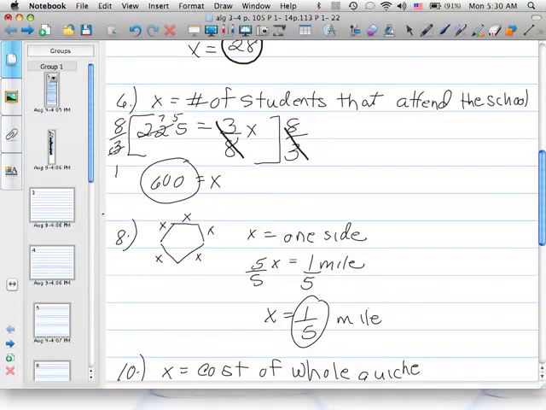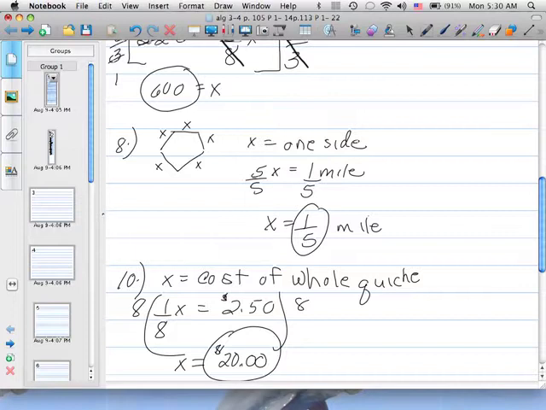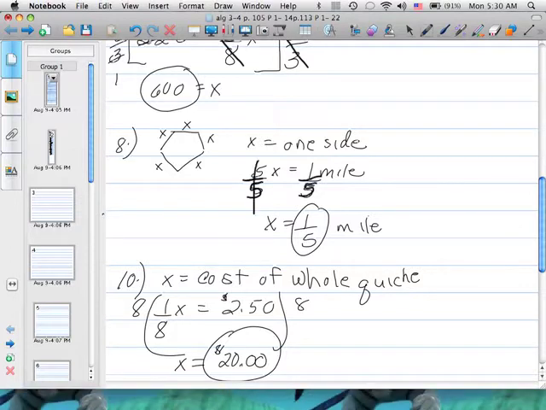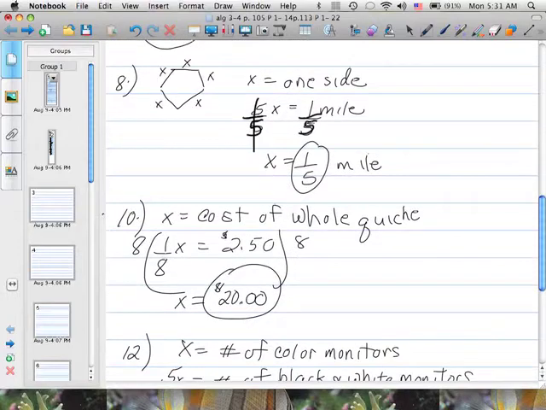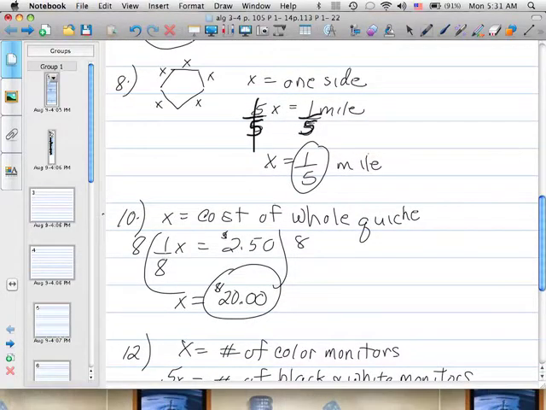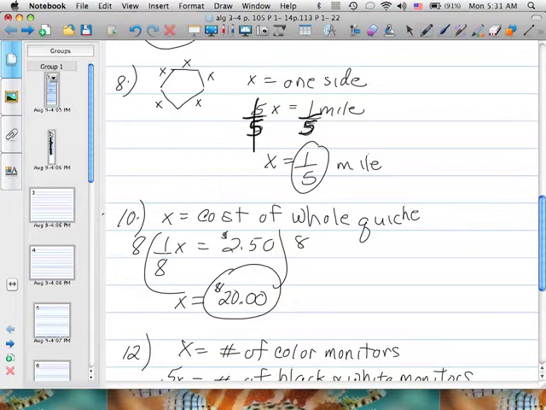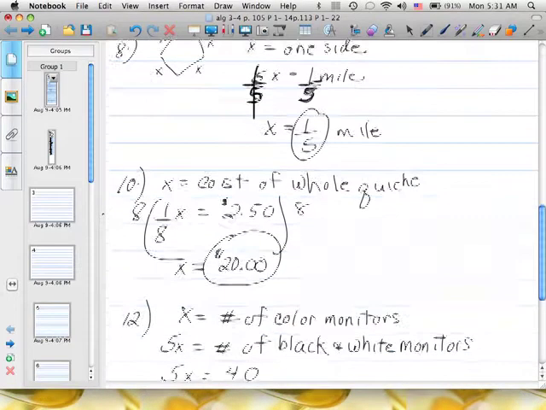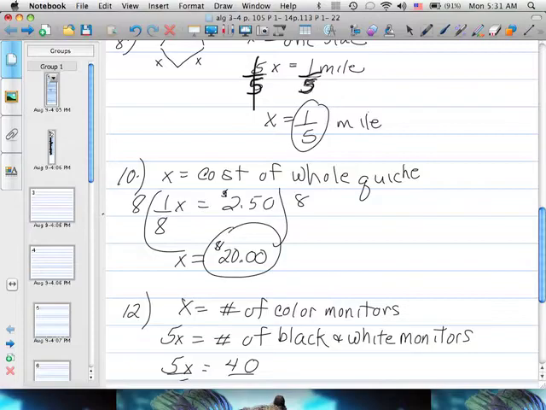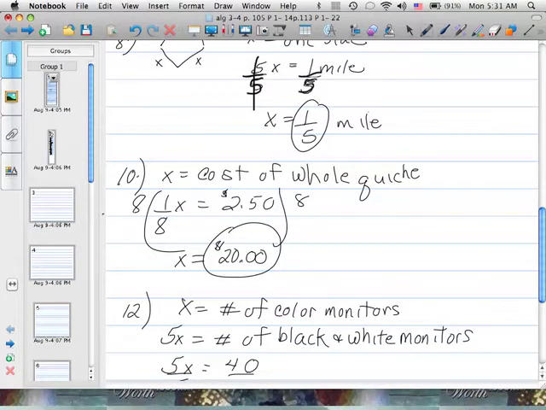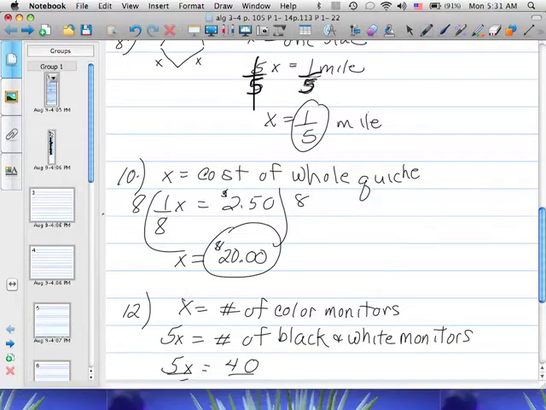Problem number 8. The distance around the United States Pentagon building is 1 mile. How long is each side? The Pentagon is a regular pentagon, meaning all the sides are equal. So let x equal one side. The distance around the Pentagon would be 5x, adding up 5 x's, and it equals 1 mile. To solve it, the opposite of multiplying by 5 is dividing by 5. So divide both sides by 5, and those cancel out. We get x equals 1/5 of a mile.